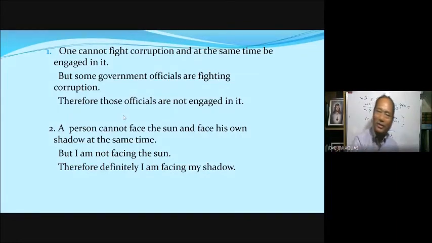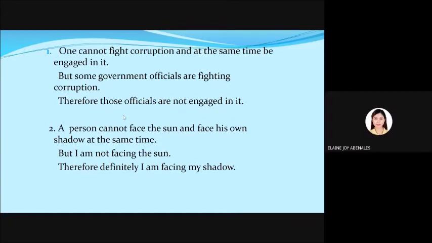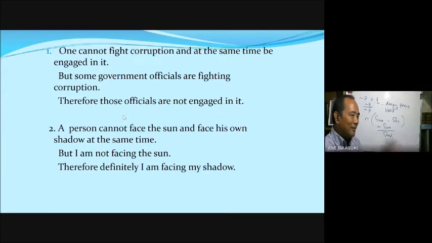That's a conjunctive, right? Now the question is, is this a two-part conjunction or a multiple conjunction? When you face a certain direction, can you only face your shadow and the sun?